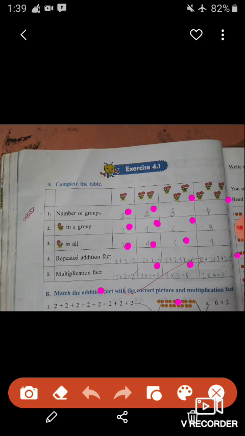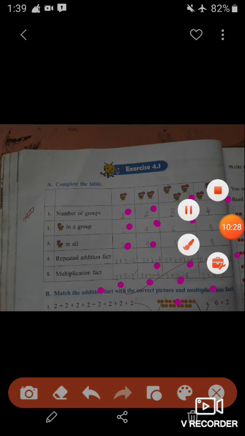Now the multiplication fact. 1 multiplied by 2 equals 2. 2 multiplied by 2 equals 4. And 2 multiplied by 3 equals 6. And 2 multiplied by 4 equals 8.